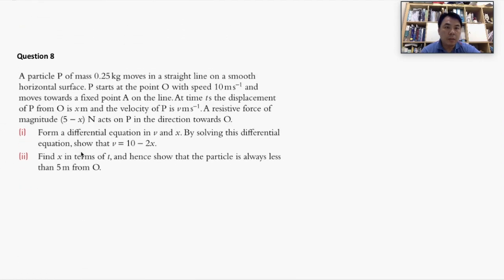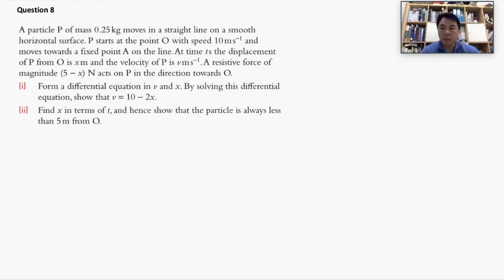Question 8. A particle P of mass 0.25 kg moves in a straight line on a smooth horizontal surface. P starts at point O with speed 10 meters per second and moves towards a fixed point A on the line. At time t, the displacement of P from O is x and the velocity of P is v. A resistive force of magnitude (5 - x) Newtons acts on P in the direction towards O.